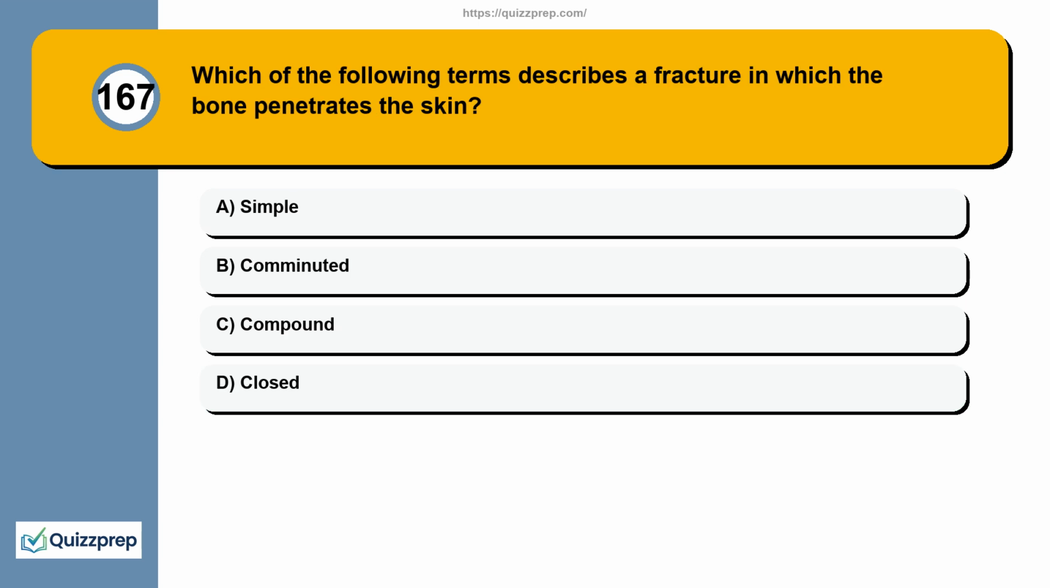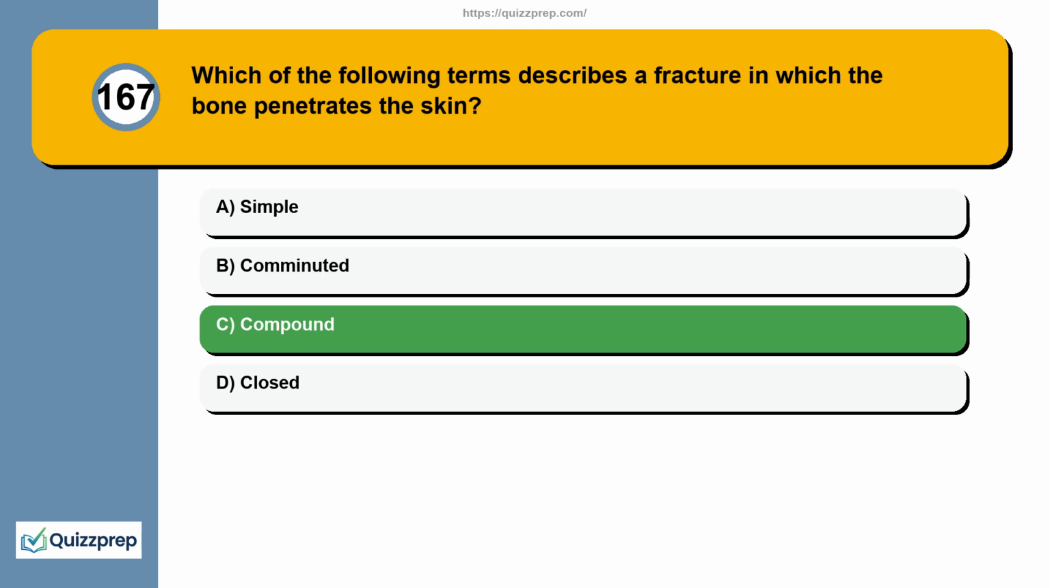Question 167. Which of the following terms describes a fracture in which the bone penetrates the skin? Option A, simple. Option B, comminuted. Option C, compound. Option D, closed. The correct answer is option C, compound.